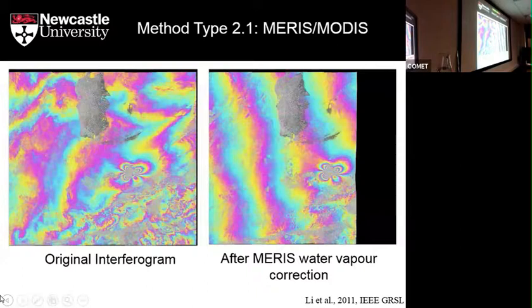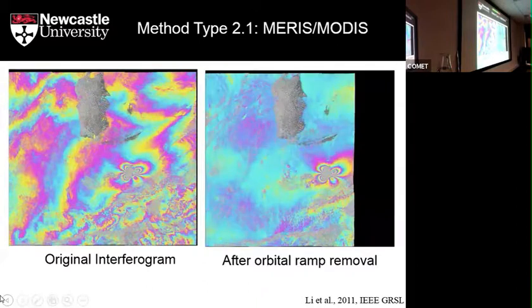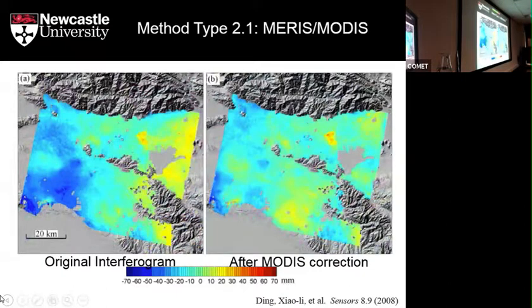And here's another example of using MODIS data. This is the original interferogram, and this is after correction. You can still see some residuals after correction, which probably come from the dry component, because MODIS only provides the wet component of the atmospheric delay. So the drawbacks of MERIS and MODIS are very obvious.